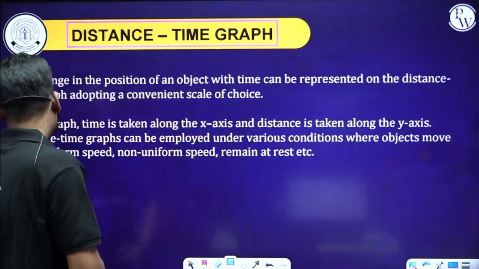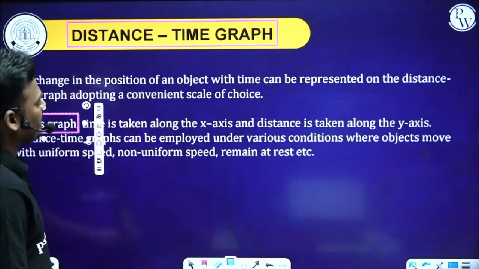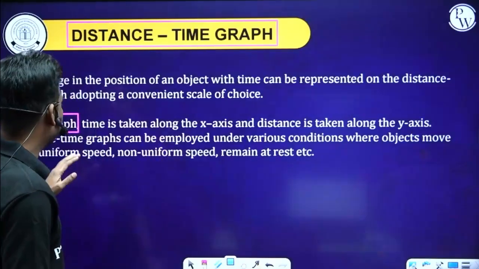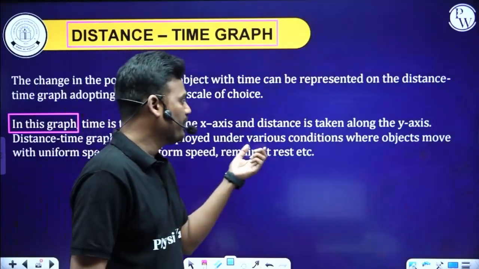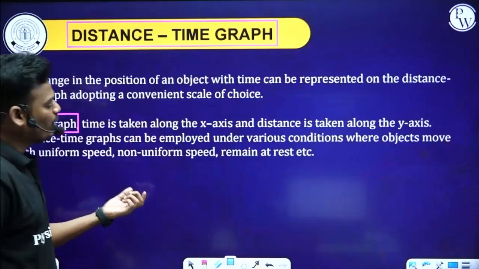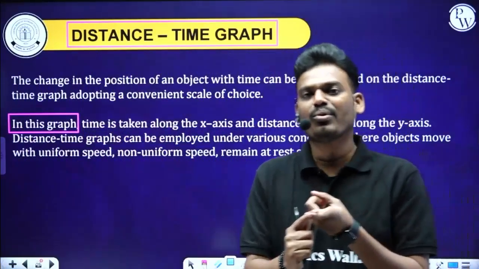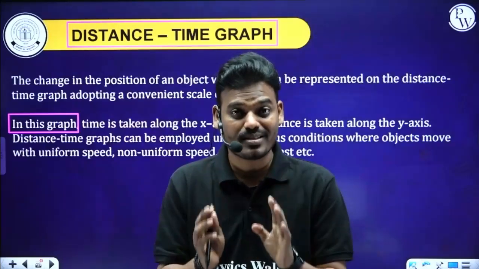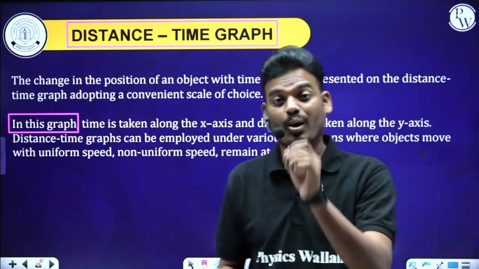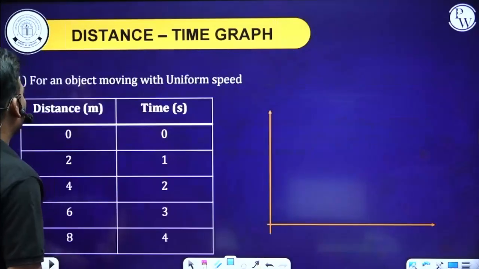The first one you see in this graph: time is taken along the x-axis and distance is taken along the y-axis. The distance-time graph can be employed under various conditions where objects move with a uniform speed, non-uniform speed, or remain at rest. That's what I said in the beginning. Getting my point? Now, let's move on to the first condition.